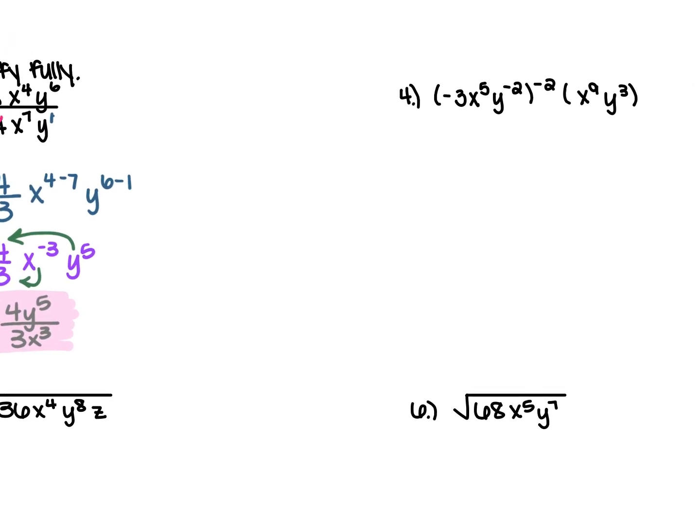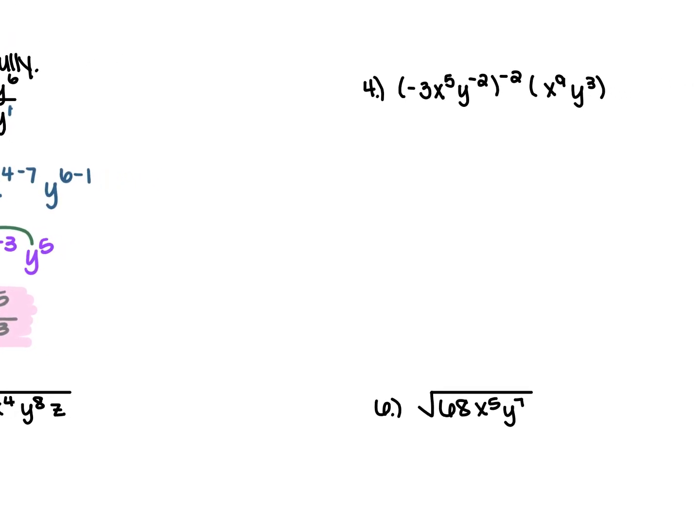For number 4, you have -3 x to the 5th power y to the -2nd power, all raised to the -2nd power, times x to the 9th y to the 3rd. We're going to simplify within that first set of parentheses first. That -2 power is going to bring that y to the bottom of a fraction to give you -3 x to the 5th power over y to the 2nd power.